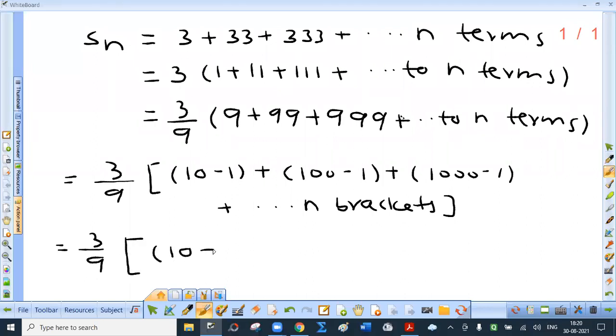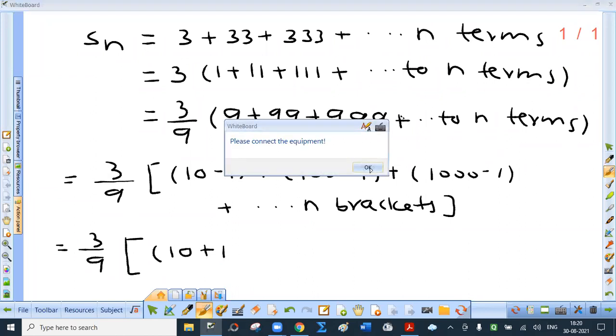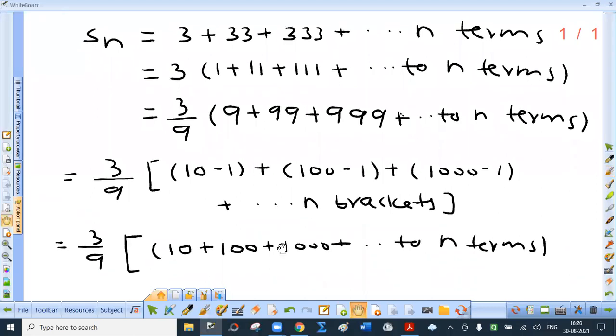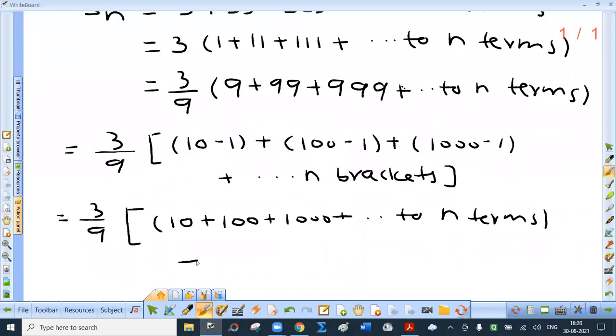First set, 10 + 100 + 1000 up to n terms. Now, what is the speciality of these? These numbers are in geometric progression for which a ready-made formula is there. Now the next set is -1 - 1 - 1. I take the minus sign common. So, 1 + 1 + 1, how many times? Instead of terms, I will say n times.